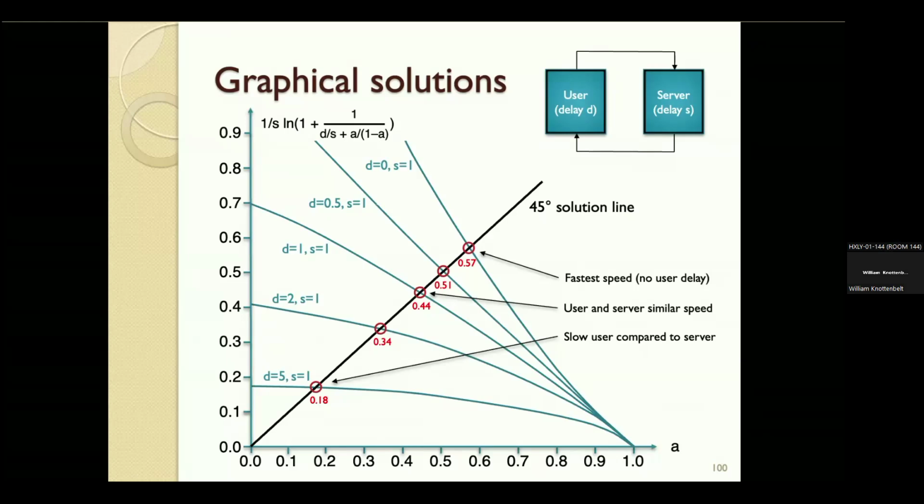And then you can see here the intersection is 0.18. So basically what that means is that the user is the one directing it, pacing it at the pace of the user. Whereas if d is 1 and s is 1, then you get a higher performance, less the user. But if d is 0 and s is 1, then the user immediately clicks, tuck, tuck, tuck, but you still have the server time here. So then you get 0.57, okay?